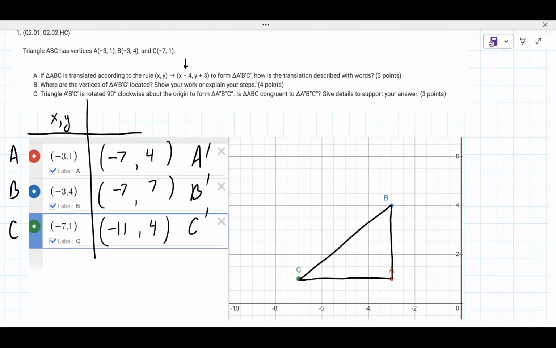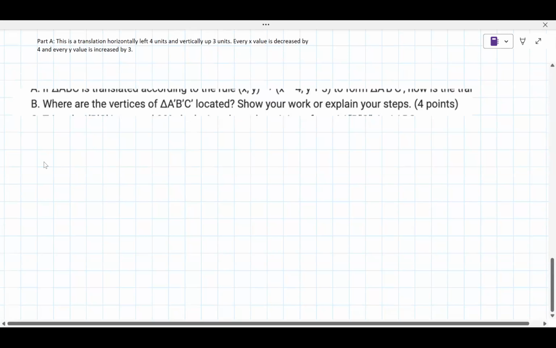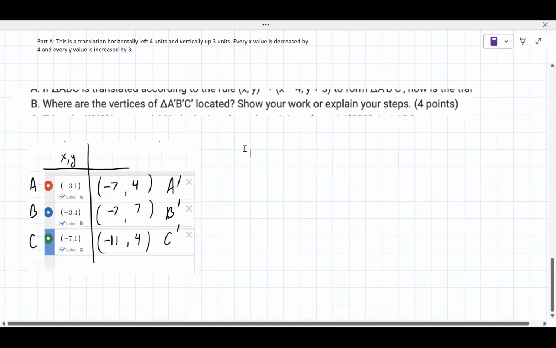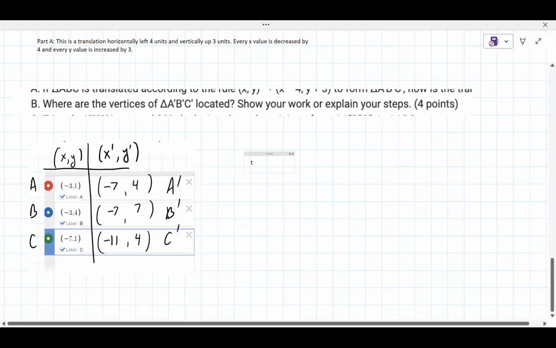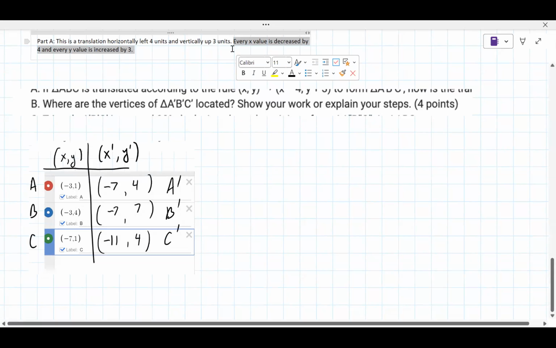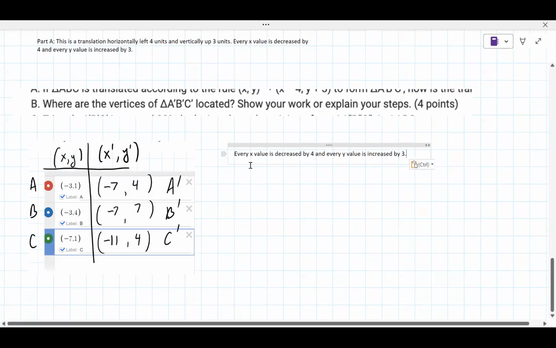And so you want to explain that, and I'll type this. You want to explain that these are your new x, y values, so x prime, y prime, basically. Well, we actually said that right here. Every x value is decreased by 4, you're subtracting 4, and every y value is increased by 3.